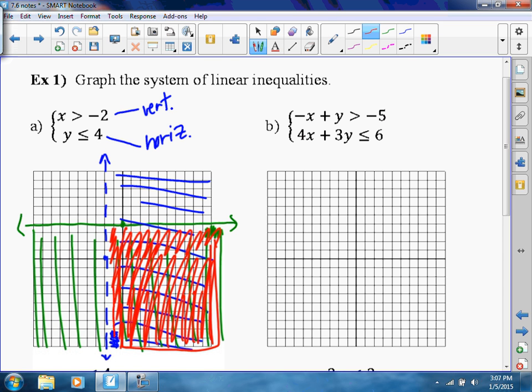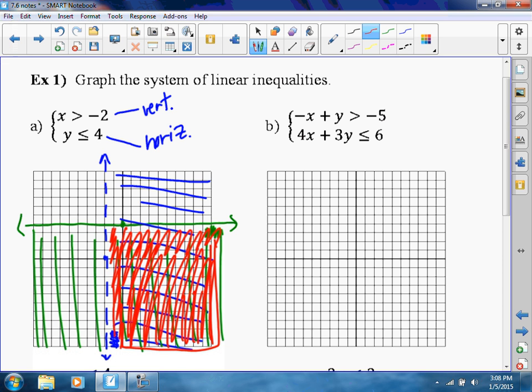Now, as you do more and more of these, you'll be able to just do the part where it's shaded. So for now, as you're learning, if you want to shade in all of one region and all of the other, and then darken in where the overlap is, that's fine. As you get more sophisticated, if you just want to shade where the overlap is, that's totally fine too.